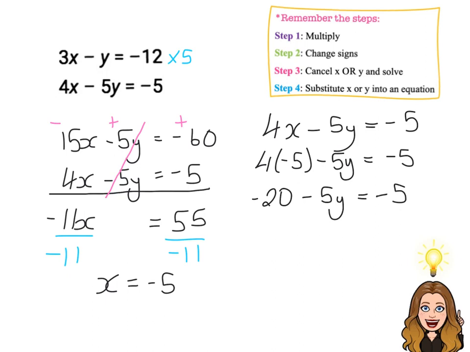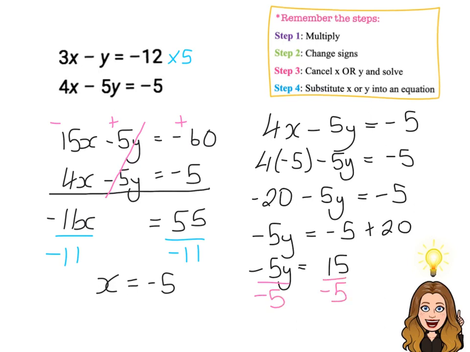And I put my letters on the left and my numbers on the right, so I keep my minus 5y on this side of the equals, moving over my 20, so I keep my minus 5, becomes plus 20 then, and I simplify, so I have minus 5y equal to 15, and I divide both sides by minus 5 because that's the number in front of my y, and I'm left with x equal to minus 3.